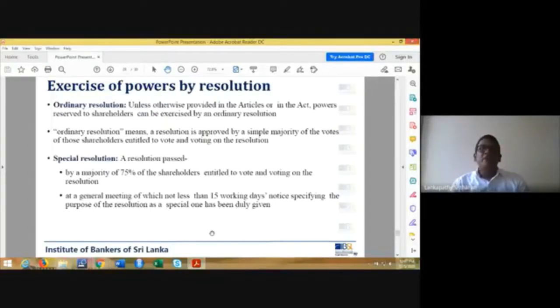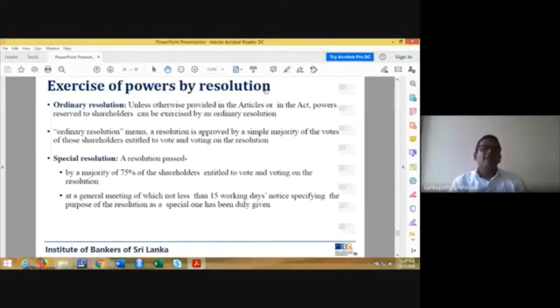Exercise of powers by resolution. There can be two resolutions. First one is ordinary resolution. Second one is special resolution. Ordinary resolution means a resolution is approved by a single majority of the votes of the shareholders entitled to vote and voting the resolution.